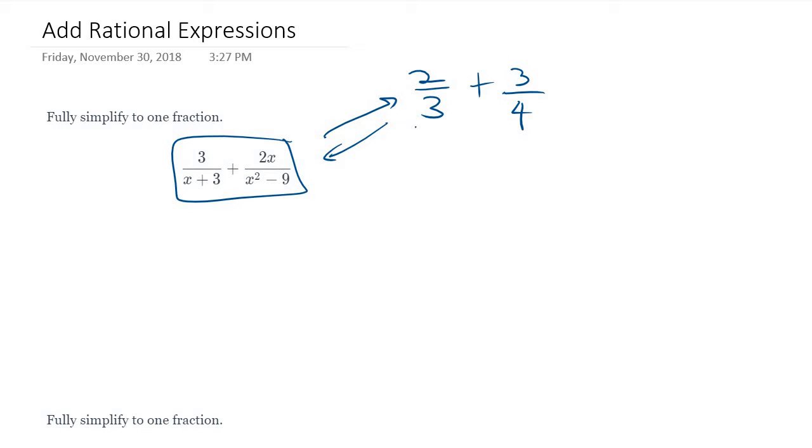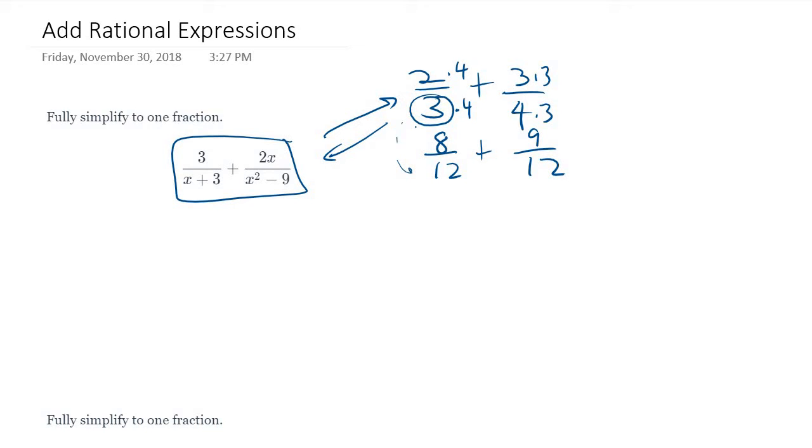So here, I need to find the LCM of 3 and 4, which is 12. Okay, that's 12. And then I need to decide how to convert this 3 here to become 12. All right, I just multiply by 4. And whatever I do to the denominator, I do to the numerator. So I'm going to have 8 up here. 2 times 4 is 8. I need to multiply this one by 3, and multiply by 3. And I will get 9.